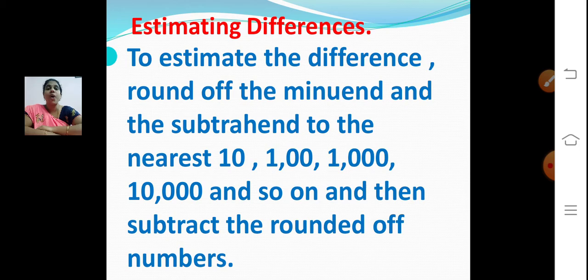I'll repeat it. How to estimate the differences? To estimate the difference, round off the minuend and the subtrahend. You're going to round off both to the nearest 10, 100, 1000, 10,000 and so on. And then what we have to do after rounding off the numbers, we are going to find the difference and subtract the rounded off numbers.